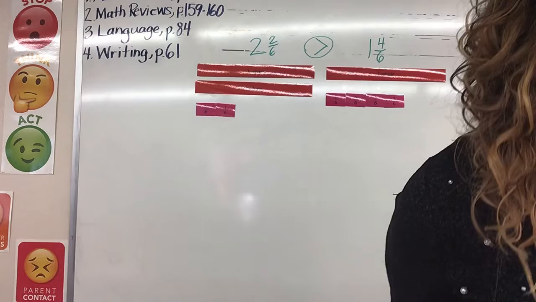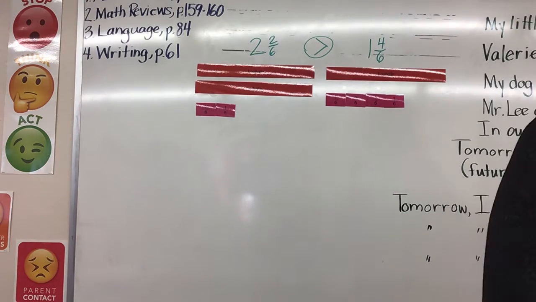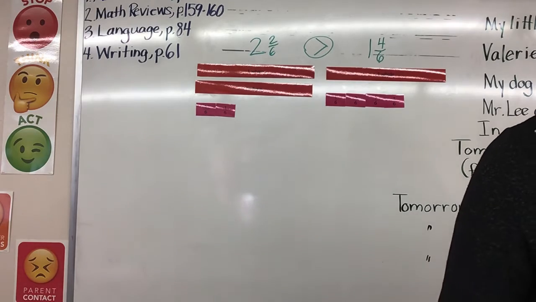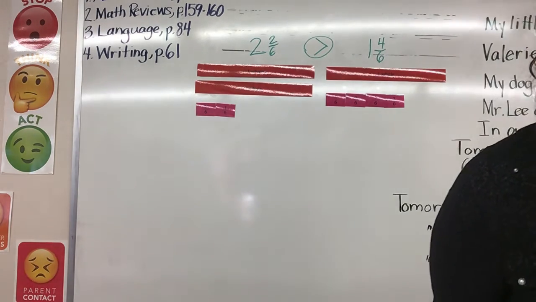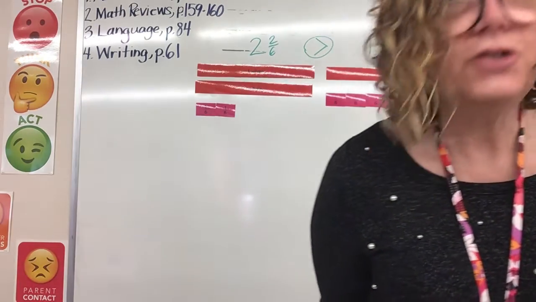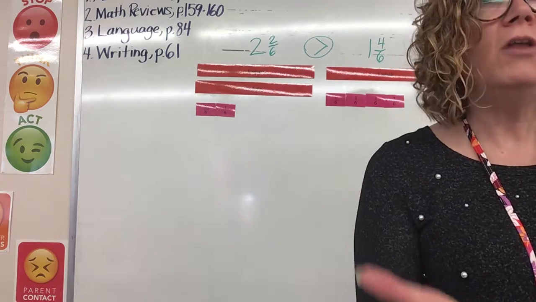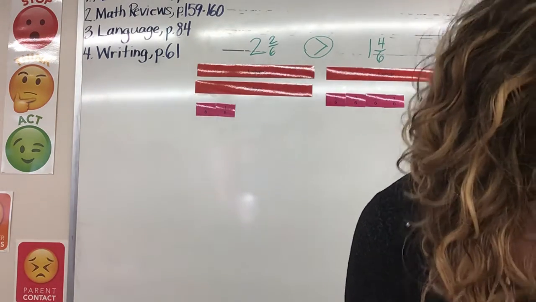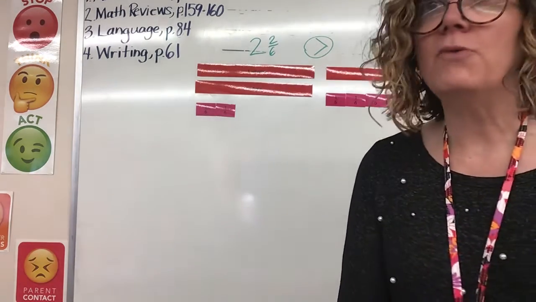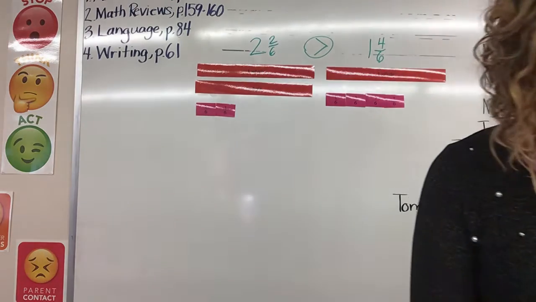2 and 2/3. You're going to say the whole number, then the word "and," then the fraction. 2 and 2/3 is greater than 2 and 1/3. This time the whole number was the same, so you had to look at the fraction, and you knew that 2/3 was greater than 1/3, so 2 and 2/3 is greater than 2 and 1/3.